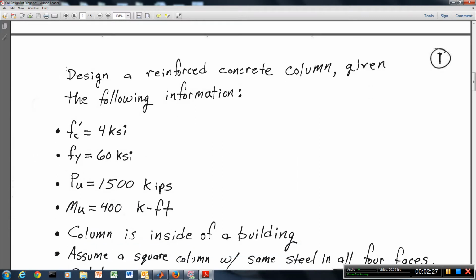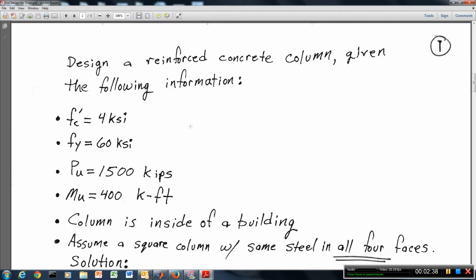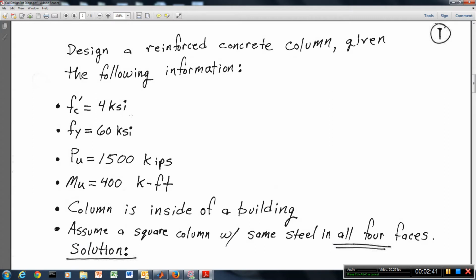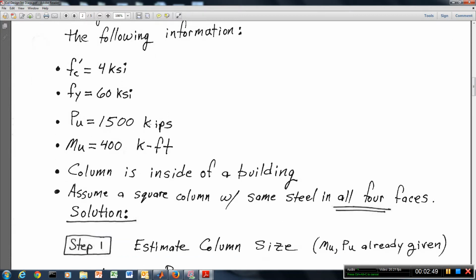So the basic idea here is we are given a problem, and the statement is that we want to design a reinforced concrete column given the following information. We have f sub c prime equal to 4 ksi, f sub y equal to 60 ksi, and we are given our factored loads. We have P sub u and M sub u provided, and we need to satisfy both of these requirements with the design of our reinforced concrete column.